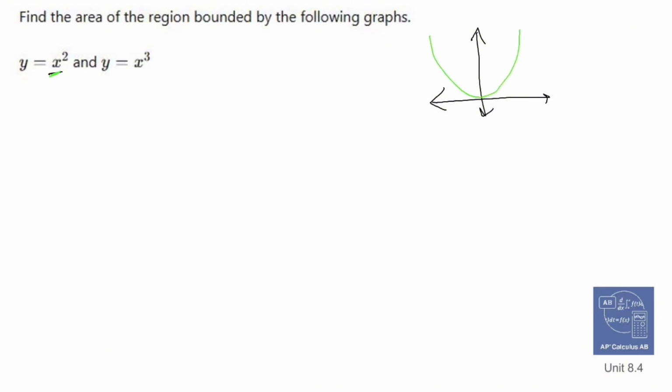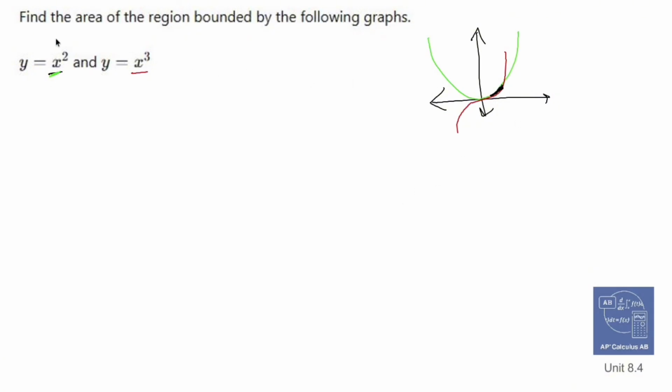And then x to the third is going to kind of look like this. Maybe I'll scooch you down just a bit, and I'll scooch you up just a bit, and everybody's happy. So what we're trying to find is that little area right in here, that little sliver right there. So this is what we need to do.